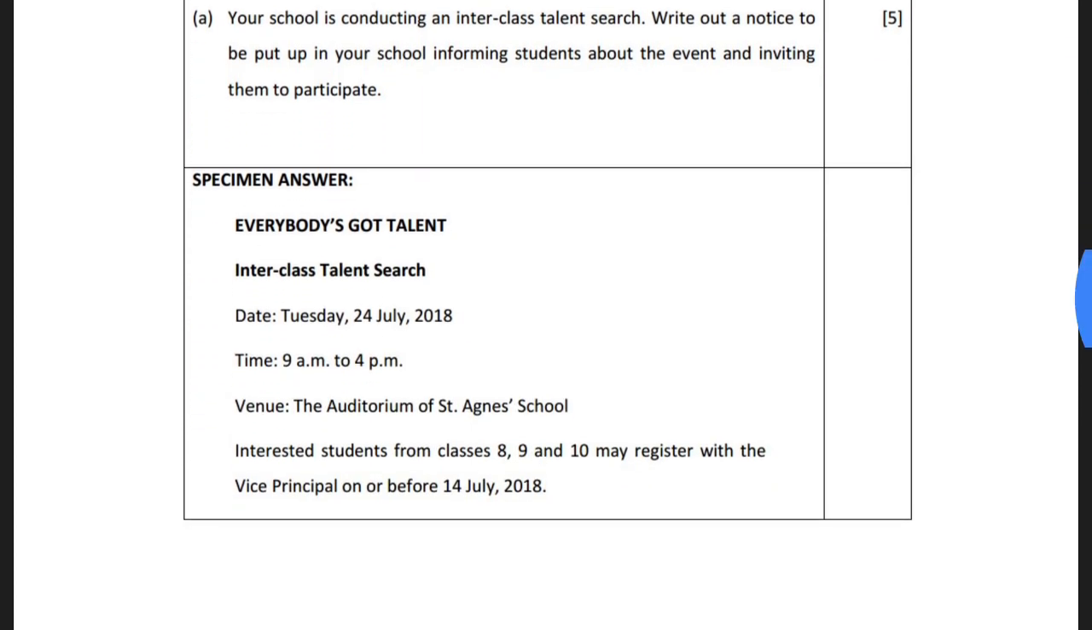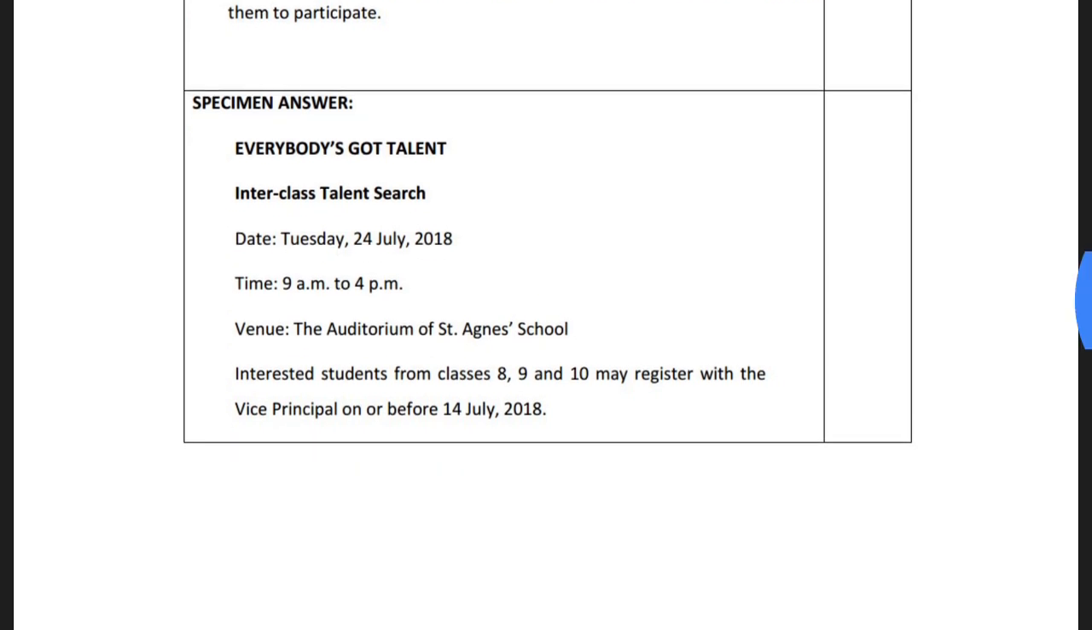This is also another way of writing where you can keep everything left aligned. Everybody's got talent. Look at the title. It's a catchy title. This is another notice sample, but this time it's not centrally aligned. It's on your left hand side. Then under that, inter-class talent search. So explaining the catchy title comes the second heading. Then date. Instead of on, you can write DATE, put a colon, but in this format only. And then put the date, full date.